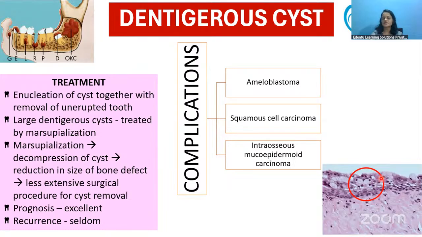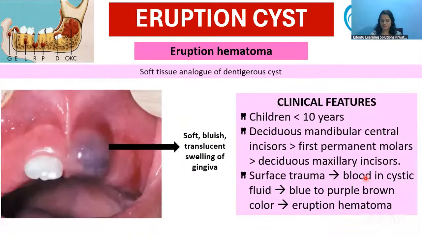So how is a salivary gland tumor arising from an odontogenic cyst? That's because sometimes the lining of the dentigerous cyst will show mucus cells like this. Only such a cyst may in future progress to mucoepidermoid carcinoma. So these are the three major complications of long-standing dentigerous cyst.